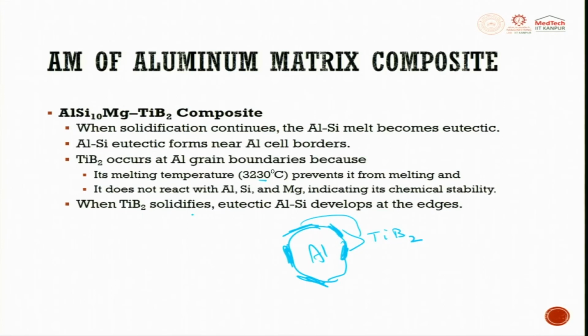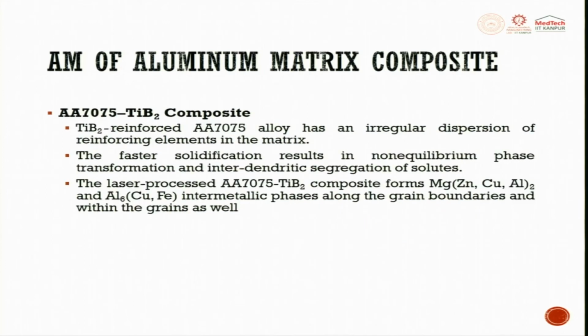When TiB2 solidifies, eutectic AlSi develops at the edge. Now TiB2 reinforcement in AA7. Earlier we saw the 2 series Al; now we are going to see the 7 series. TiB2 reinforced AA7075 alloy has an irregular dispersion of reinforcement in the matrix. The faster solidification results in non-equilibrium phase transformation and interdendritic segregation of solutes.